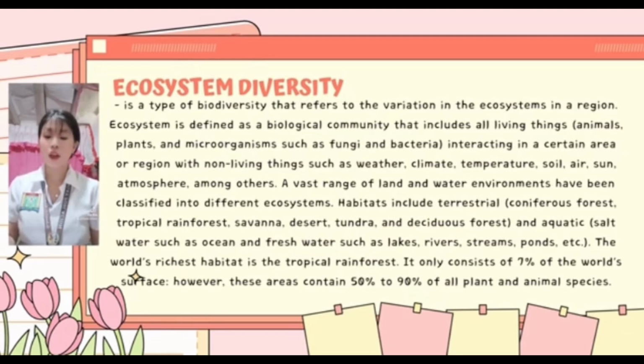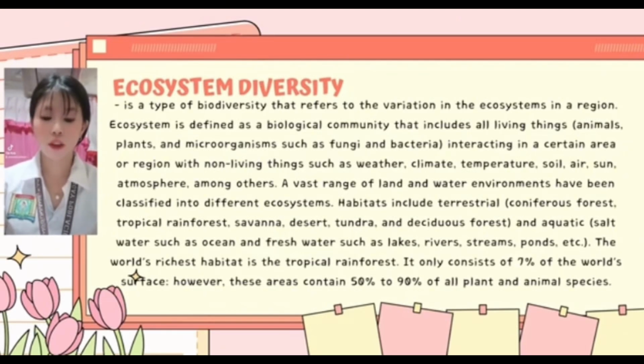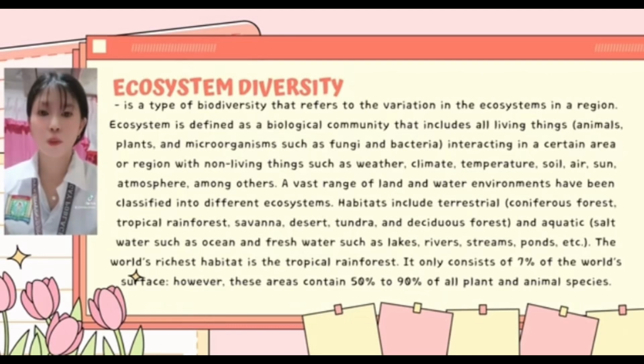Habitats include terrestrial, such as coniferous forests, tropical rainforest, savanna, desert, tundra, and deciduous forest. And aquatic, such as salt water, like the ocean, and fresh water, such as lakes, rivers, streams, ponds, etc. The world's richest habitat is the tropical rainforest. It only consists of 7% of the world's surface. However, these areas contain 50 to 90% of all plant and animal species.